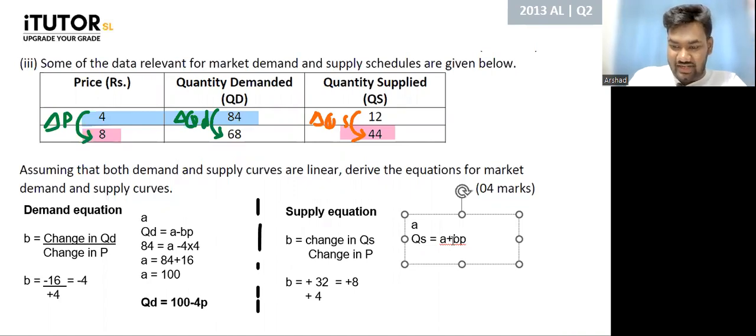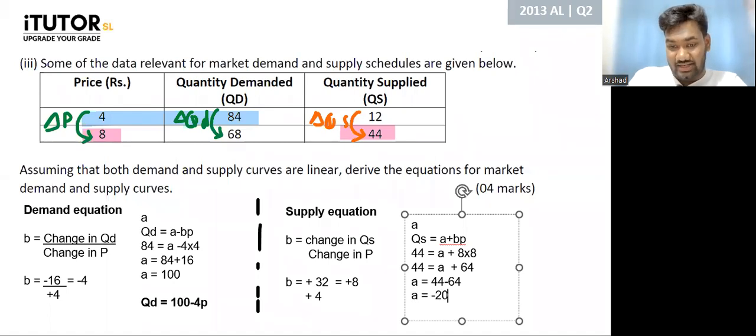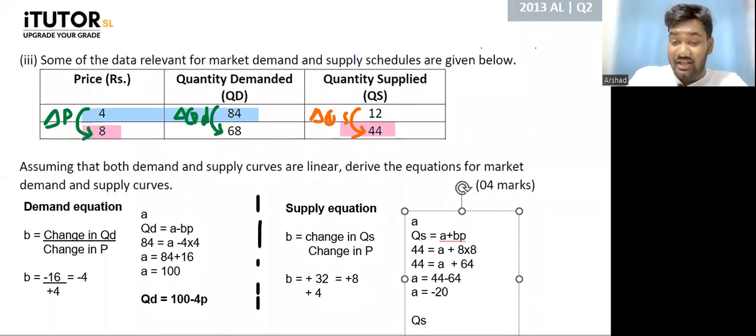So for QS, I would take 44 for A, which is what I'm finding. B, I found in the previous step, is 8. P is 8. So 44 is equal to A plus 8 into 8, which is 64. Right? So A is equal to 44 minus 64. A is equal to minus 20. So what is my final equation? QS equals minus 20 plus 8P.